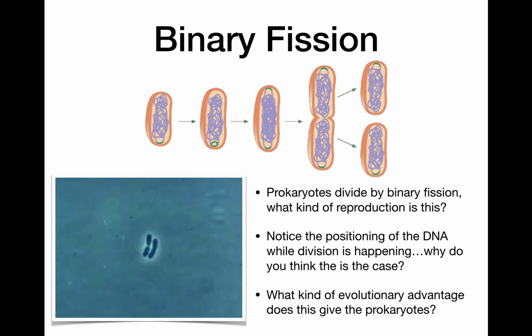And the last question, what kind of evolutionary advantage does this give the prokaryotes? So pause the video and think about this one. So the big thing about asexual reproduction is it's not good for diversity, but it's great for speed. You can reproduce a lot of offspring really quickly. So as long as you're well suited to your environment, you can really have a giant population growth very quickly. It's a major advantage of binary fission.